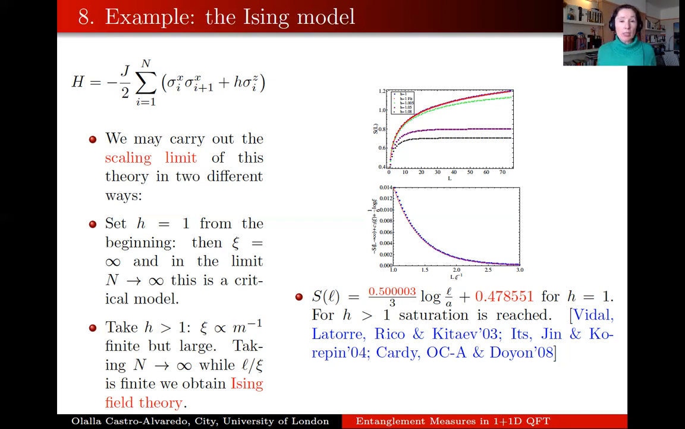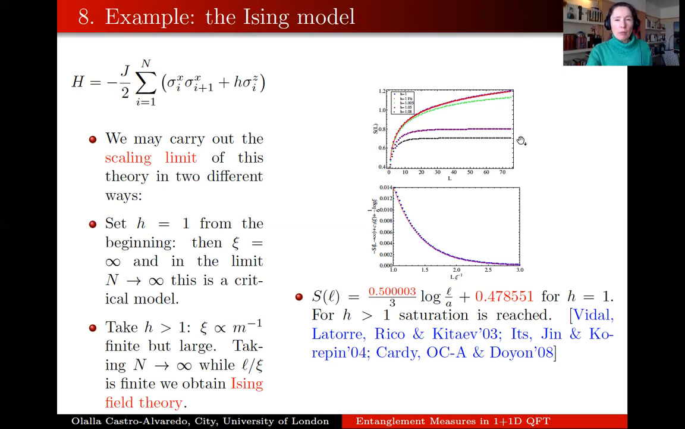So this is the pure CFT behavior. If you make h a little bit bigger than 1, not very much, you see that this logarithmic behavior starts to get suppressed. And eventually, if h is big enough, you see that you only have logarithmic behavior at the very beginning, and then you have saturation. And that saturation depends on h, because the correlation length depends on h.